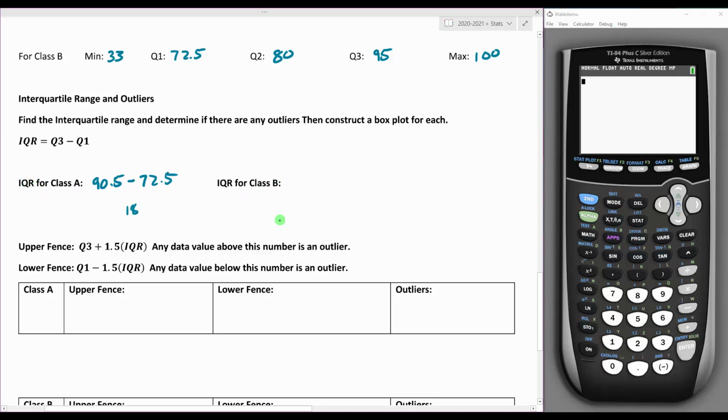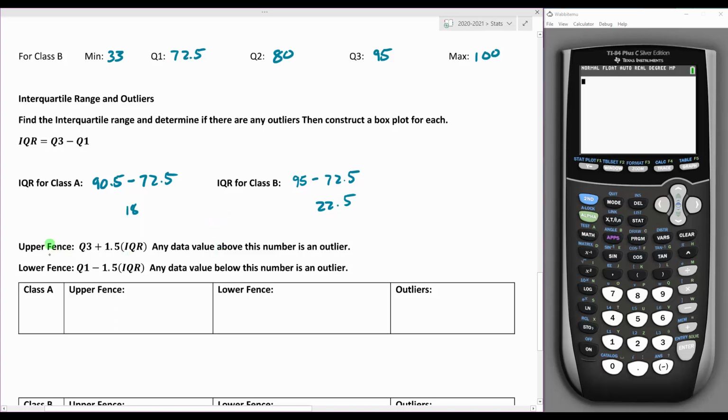Then we do the same thing for class B. Class B had a third quartile of 95, and a first quartile of 72.5, so I'm going to subtract those two numbers, and we get 22.5 for the IQR for class B.